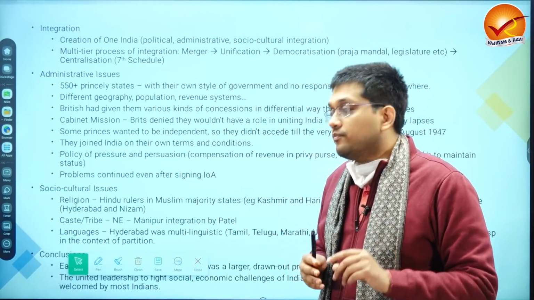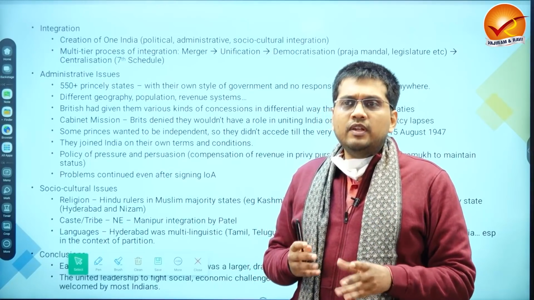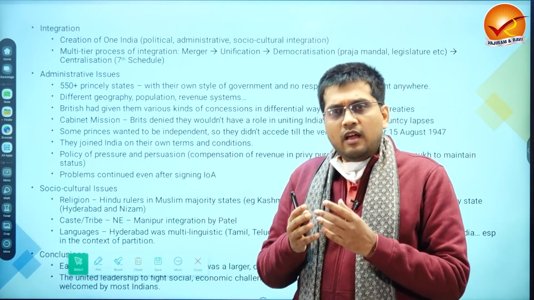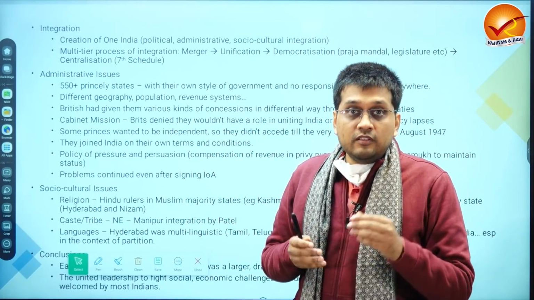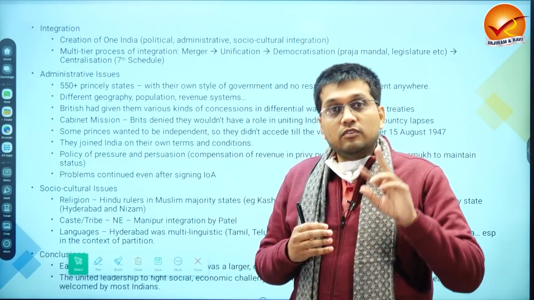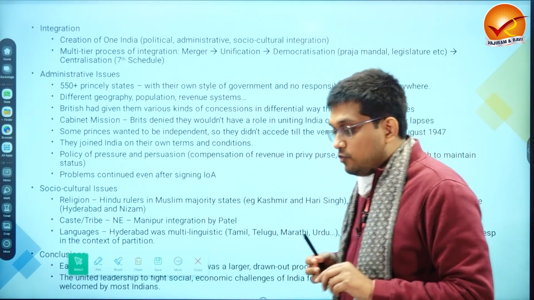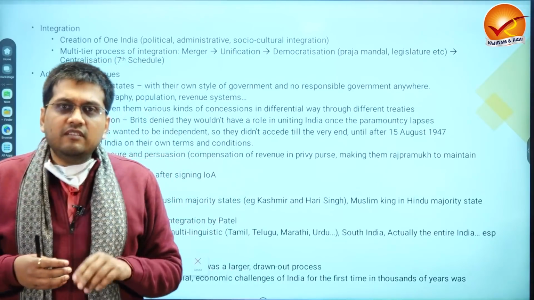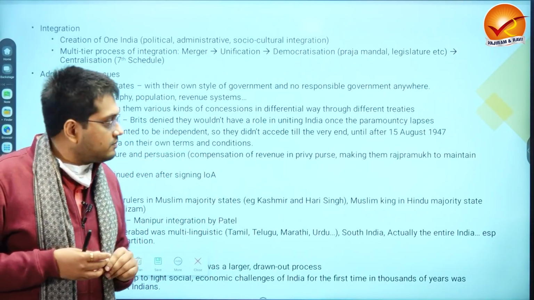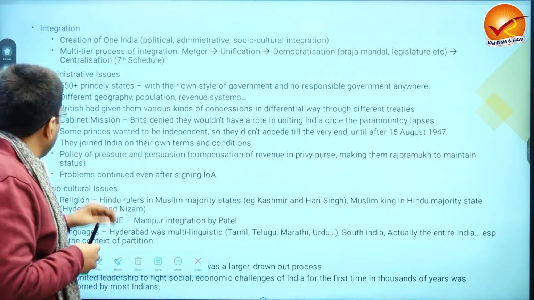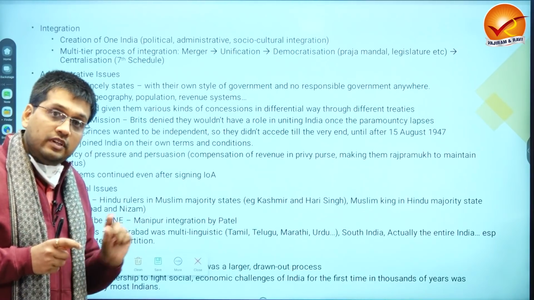There is no uniformity. Then you have the Cabinet Mission which explicitly denied any British help in unifying India. They said that after us the paramountcy lapses, that is all. We are not responsible anymore. So the onus came on Indians, not on the British. Some princes wanted to be independent after that, so they dragged the process till the very end. Even after 15th of August 1947, they did not sign. Not many of them, some of them. They joined India on their own terms and conditions. So negotiation with each of them was done differently.